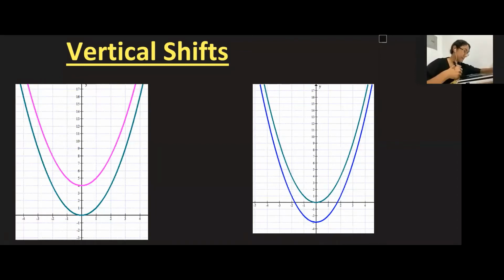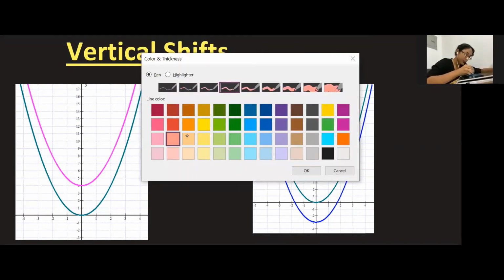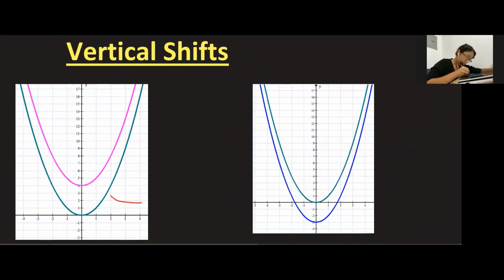So let's take a look at what is a vertical shift. So vertical shift, you can also think of it as vertical translation. So for example, looking at the first graph, we have our basic function, which is this function right here, which we're calling f of x is equal to x squared. That's the basic function of the quadratic, x squared.